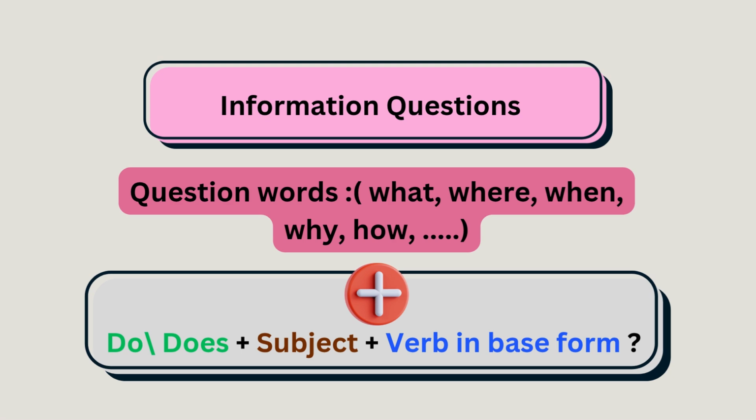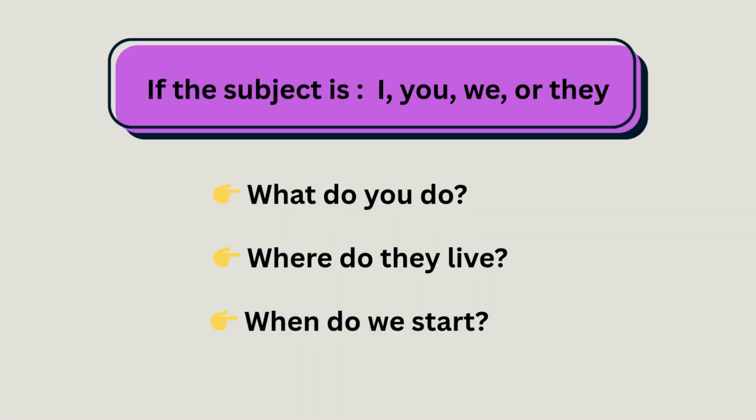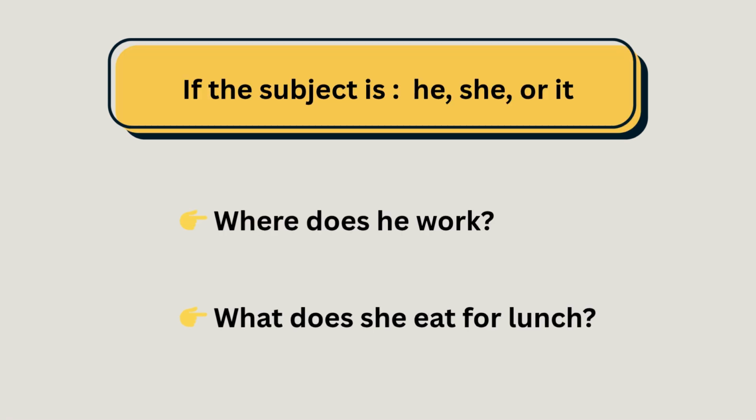For example, what do you do? Where do they live? When do we start? But if it's he, she, or it, where does he work? What does she eat for lunch? Same structure, just with the question word at the front.